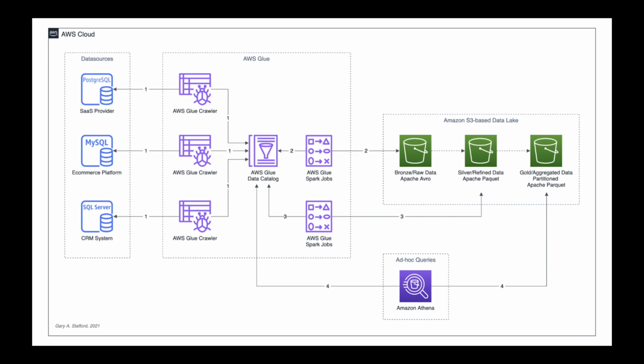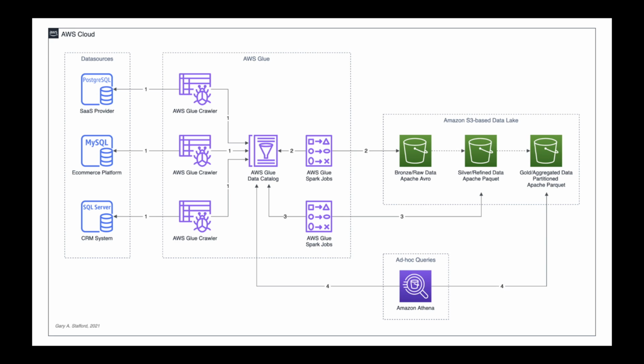In step 2, we will move the data from our data sources into the raw or bronze area of our data lake using a series of AWS Glue jobs. The AWS Glue jobs use Apache Spark. We will store the data in Apache Avro format. Avro is a row-based binary file format. The raw or bronze data will also be cataloged in the same AWS Glue Data Catalog.